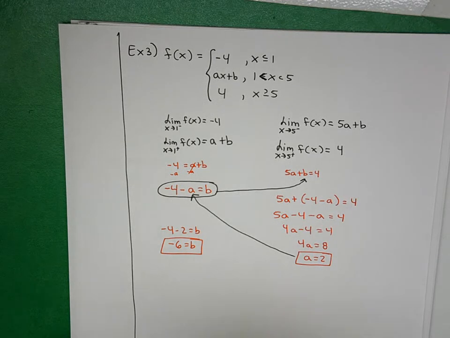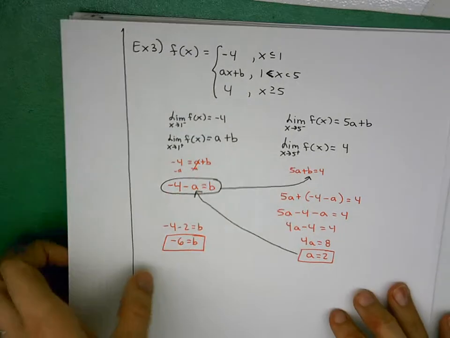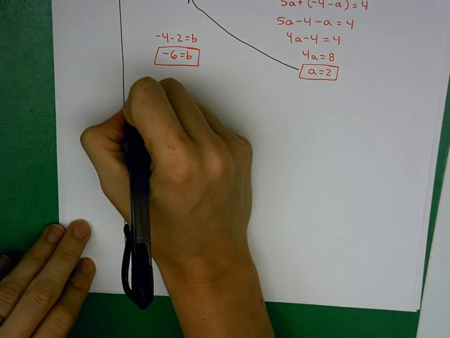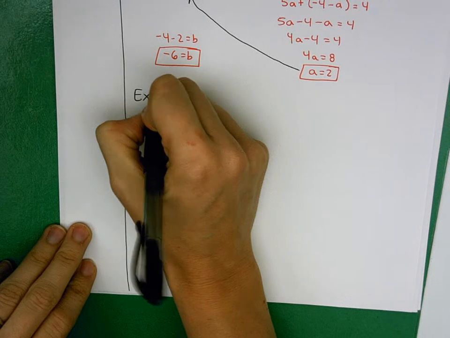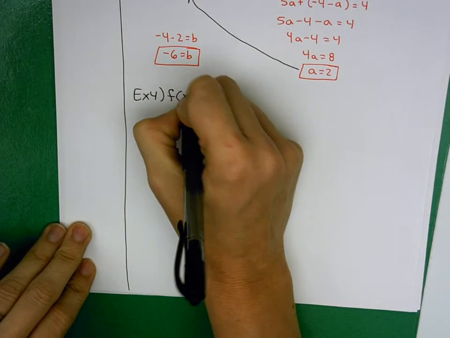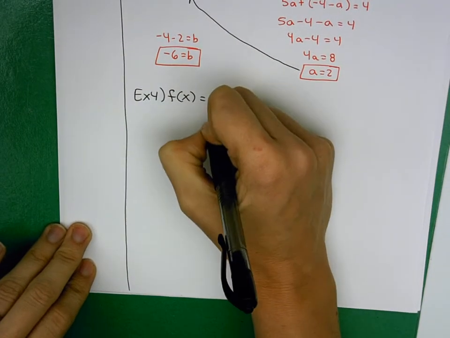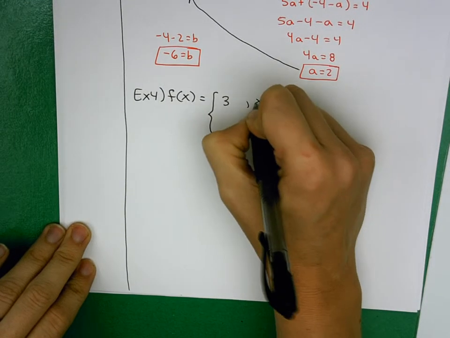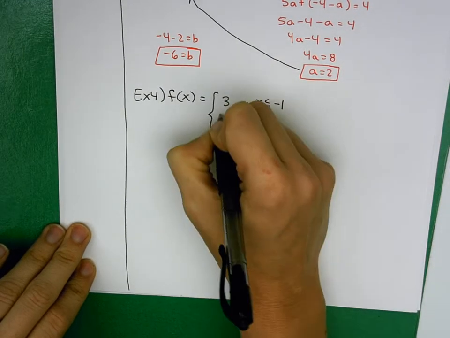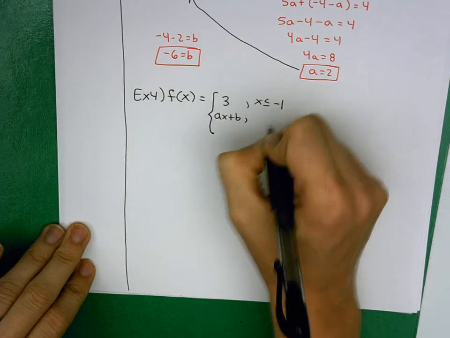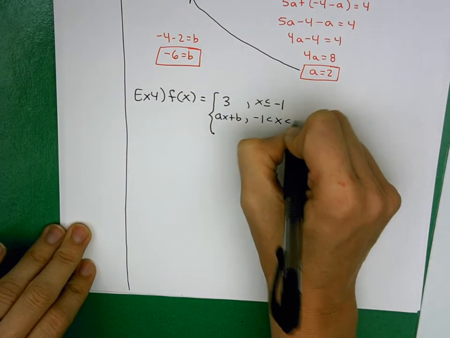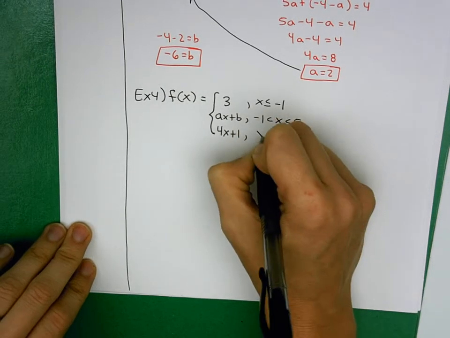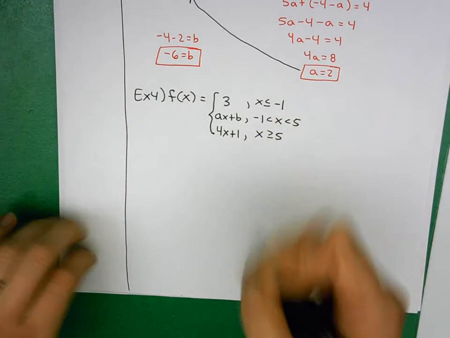Okay. So one more. Again, my recommendation would be to pause the video, try it on your own, and restart the video when you're ready to check your work or if you get stuck. One more here. We had f of x equals 3 when x is less than or equal to -1, ax plus b when x is between -1 and 5, and 4x plus 1 when x is greater than or equal to 5. Go ahead and give this one a shot.